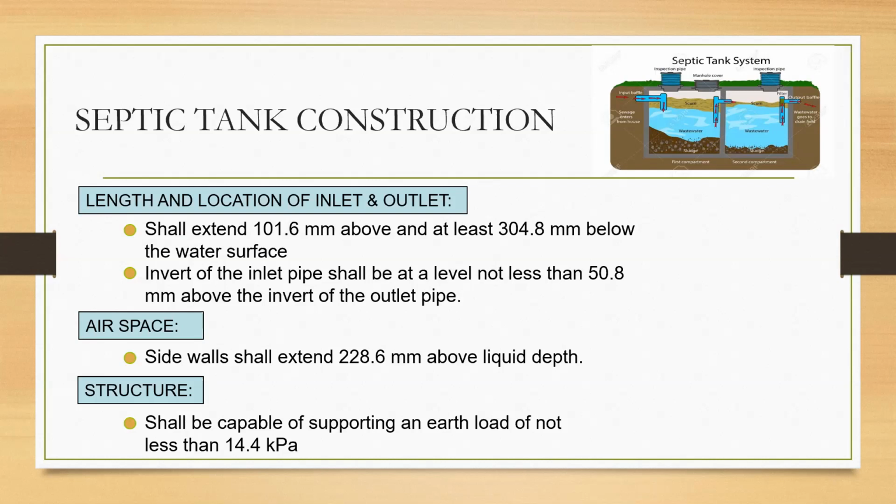Now, the invert of the inlet pipe shall be at a level not less than 50.8 mm. So ano po yung invert? That is the lowest portion of the inside, no? Inside section of the pipe.